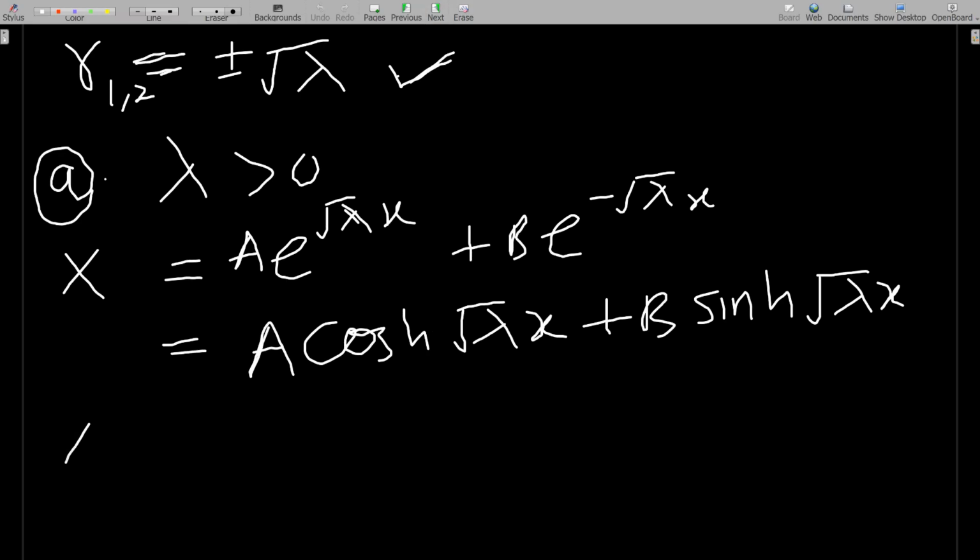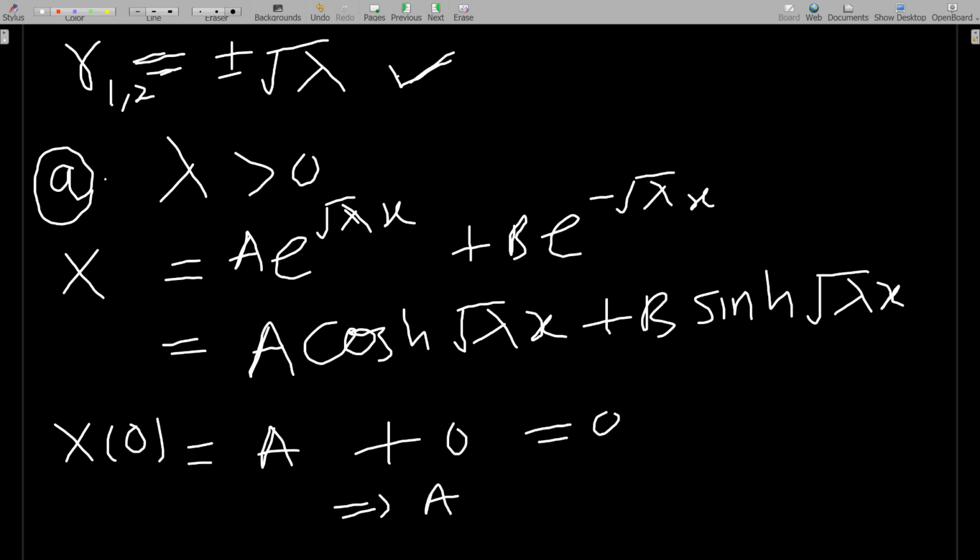Now, when we come here, x of 0 is equal to a cos 0, which is 1, so a plus b sin 0, which is 0. And this we are saying is equal to 0. This will show that a is actually equal to 0, and that our function x is equal to, a is 0.